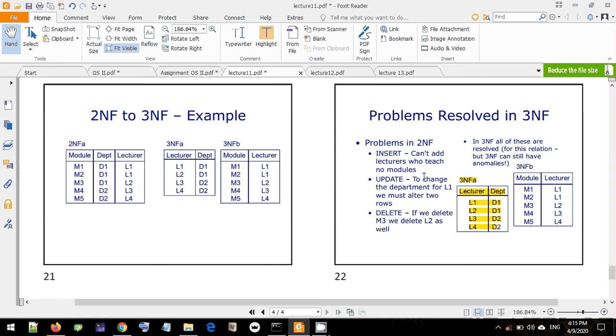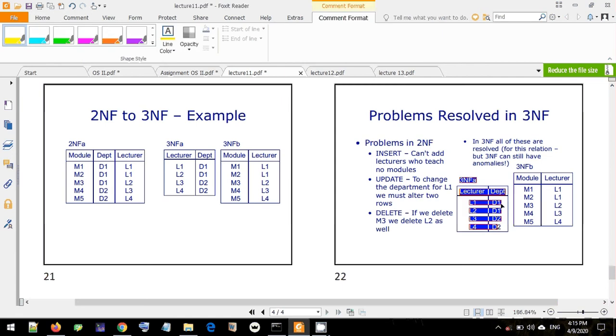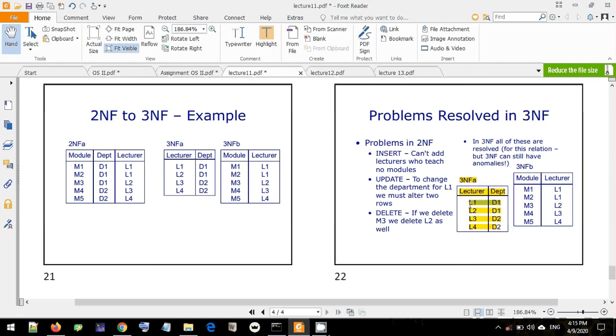Now, we could not update, that is, we could not change the department for lecturer 1 without altering two rows. But given this, we see that we have the ability to change the department for lecturer 1. We could change it right at this table without altering two rows. We just alter department 1.